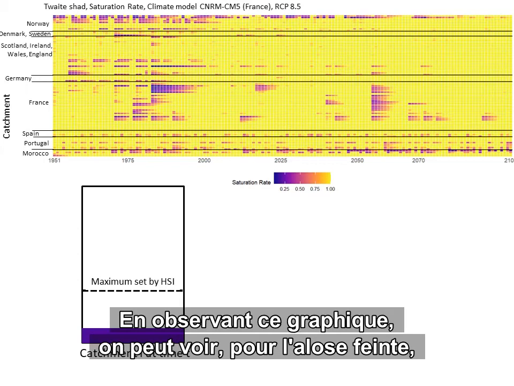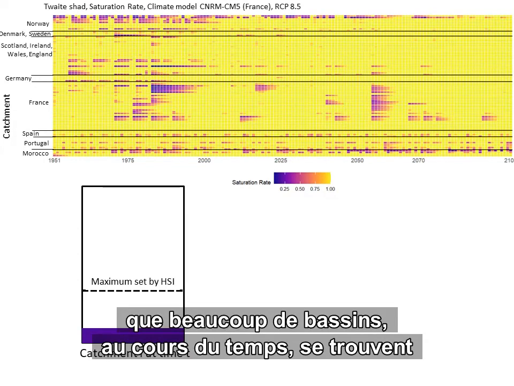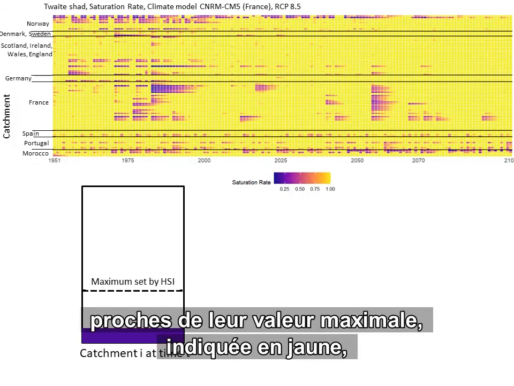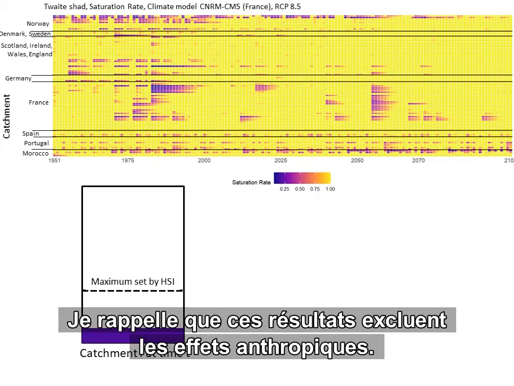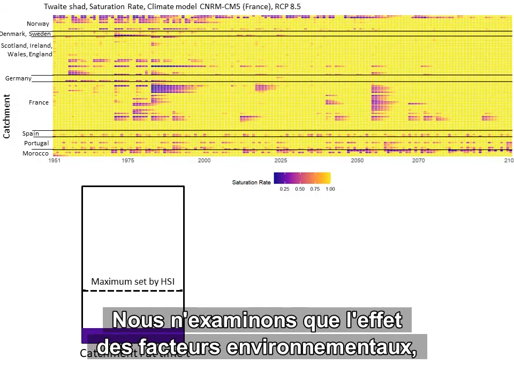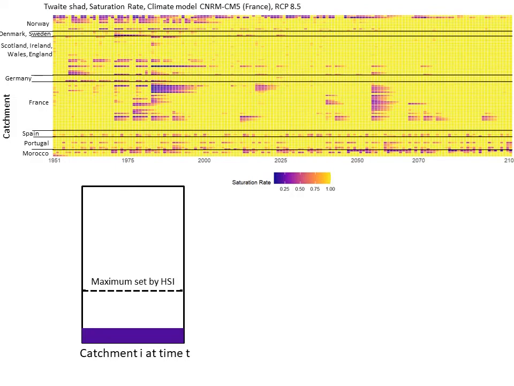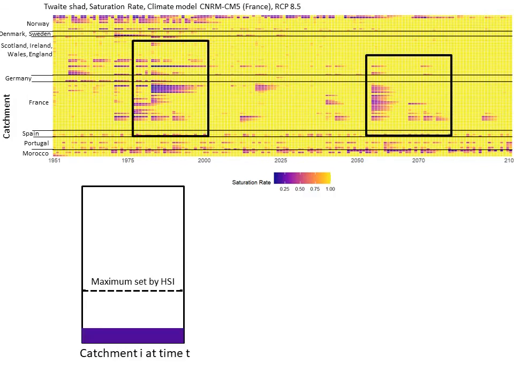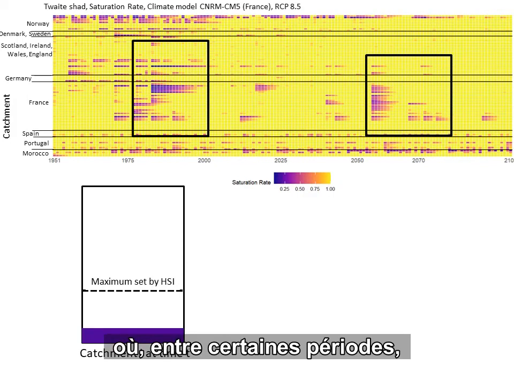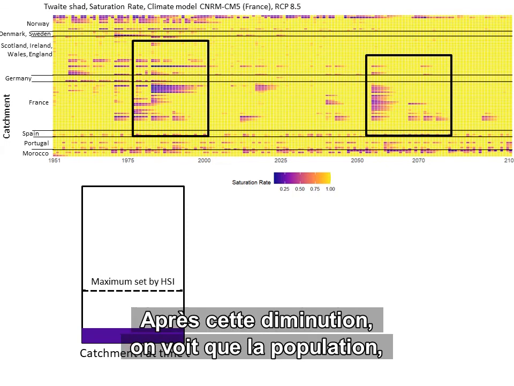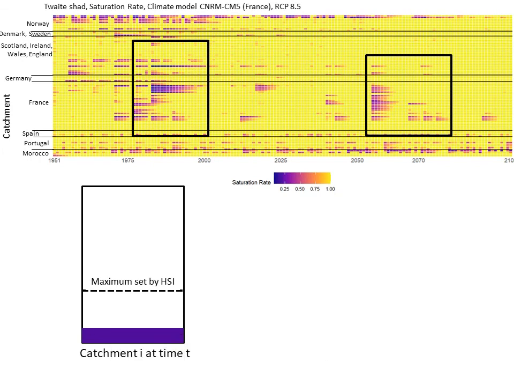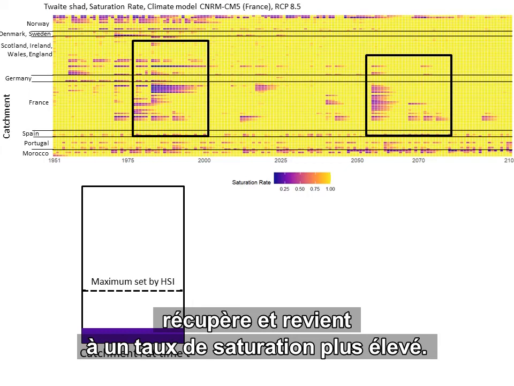If we look at this figure, we can see for Thwaite shad that quite a lot of catchments through time are at that higher yellow value, where there is a very high saturation rate. So it's close to the maximum that's set by the habitat suitability. Again, keep in mind that these results do not include anthropogenic effects, so this is just looking at the effect of environmental factors, dispersal, and population growth. We can see a few trends if we look at particular years, where in between particular years the saturation rate has decreased quite dramatically, going from yellow to blue. After that decrease, we see the population over a certain period of time essentially recovering and going back up to a higher saturation rate.